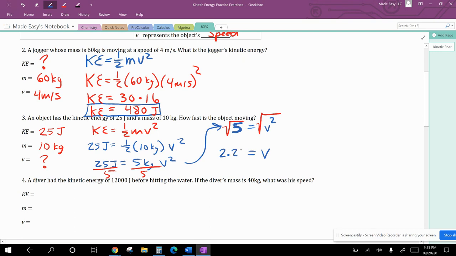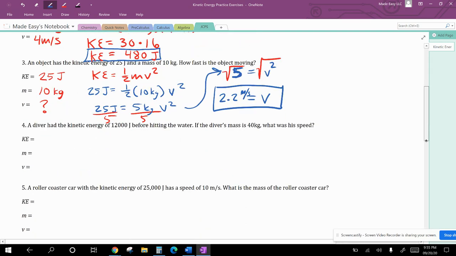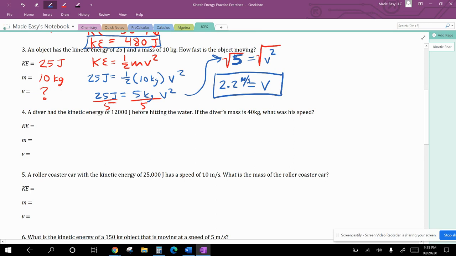2.2, and so that's going to be meters per second, and that's our answer. Okay, do number 4. A diver had the kinetic energy of 12,000 joules before hitting the water. If the diver's mass is 40 kilograms, what is his speed?